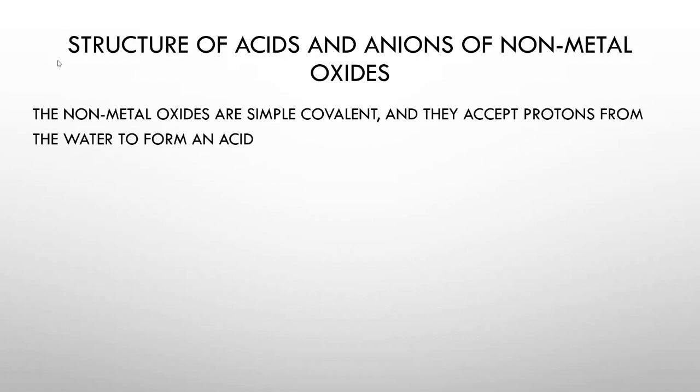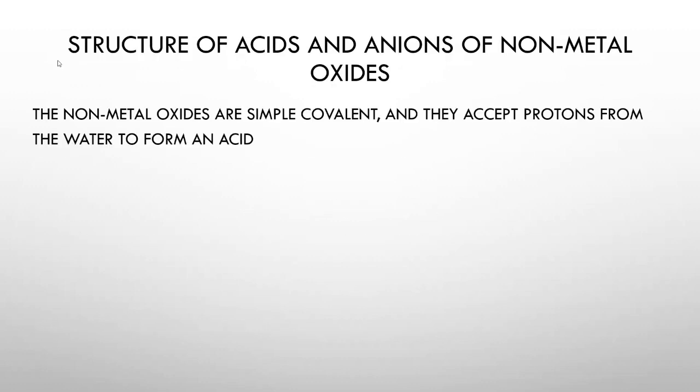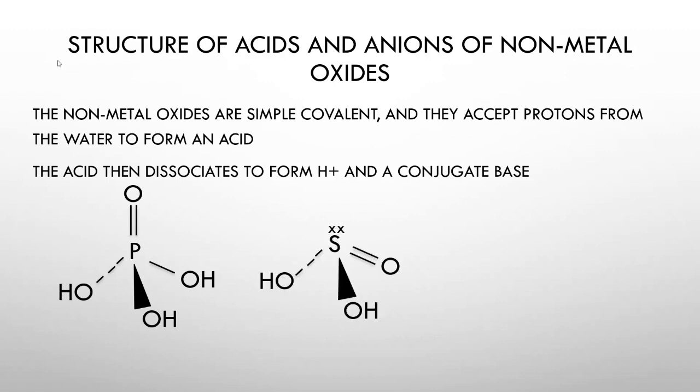So these non-metal oxides from the last slide are simple covalent and they accept protons from the water to form an acid, and these acids then break down to form H+ and a conjugate base. So these are the structures of the acids. Phosphoric is tetrahedral. Sulfurous is trigonal pyramidal, and sulfuric is tetrahedral. And you need to just memorize these.